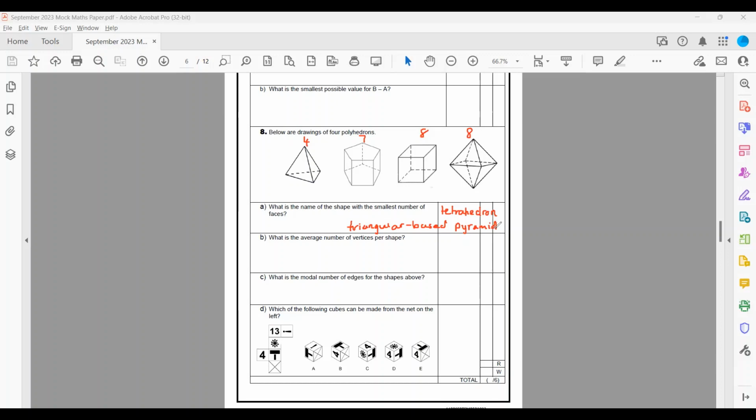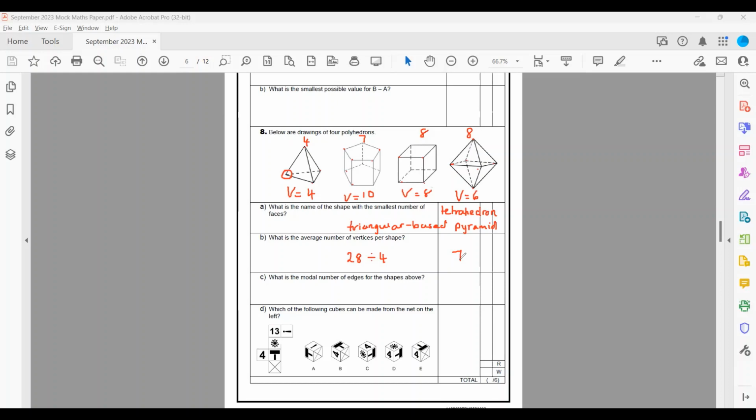Okay, what are the average number of vertices per shape? So vertices are created when two straight lines meet. So effectively, they're the corners. And on our tetrahedron, we have one, two, three, four corners. On our pentagonal prism, we have five at the front here, and we have five at the back here. So we have 10 vertices. On our cube, we have four at the front here, and we have four at the back. So we have eight vertices. And on our octahedron here, we have a vertex at the top, one and two, and then we have one, two, three, four around the middle. So we have six vertices here. So to find the average, we need to add all of these together. So that comes to 28, and then divide by how many there are, and that is four shapes, and that gives us our average number of vertices is seven.